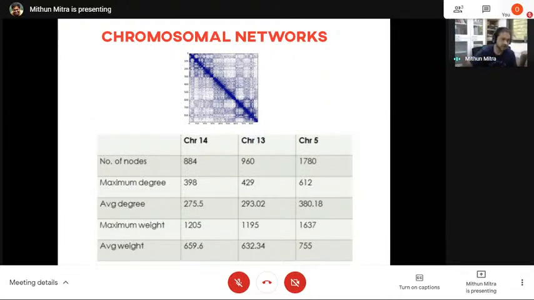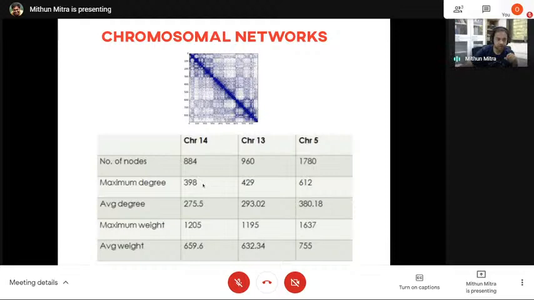So, for example, there's just some basic analysis of human chromosomes. Chromosome 14 has some number of nodes, and here nodes denote regions of the genome with some certain fixed width. I think this was done with some 50 kilobase, so each node represents a 50 kilobase segment. It could be long, but I think it was 50 kilobase.